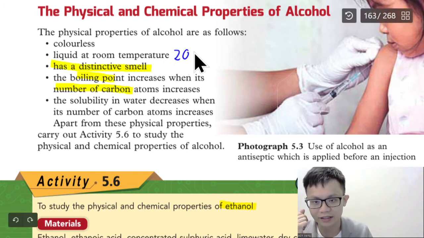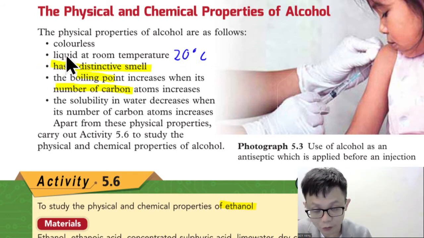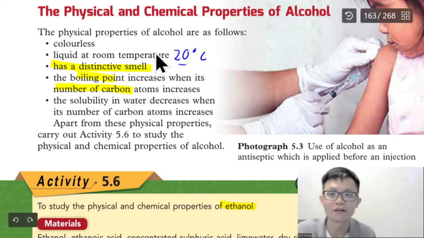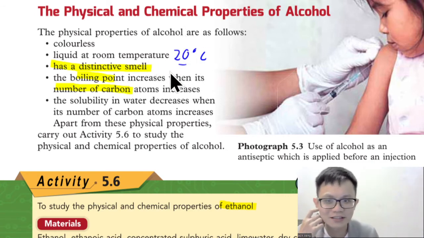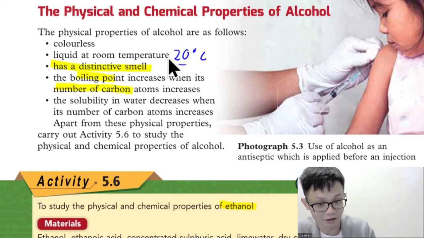So usually it's 20 degrees Celsius. So at 20 degrees Celsius, alcohol is in the form of liquid. Okay, so they say it's 20. Of course, we live in Malaysia. We say, hey, why is the room temperature 20? Because in our room, the temperature is like 100 Celsius, correct or not? Because in Malaysia, it's very hot.